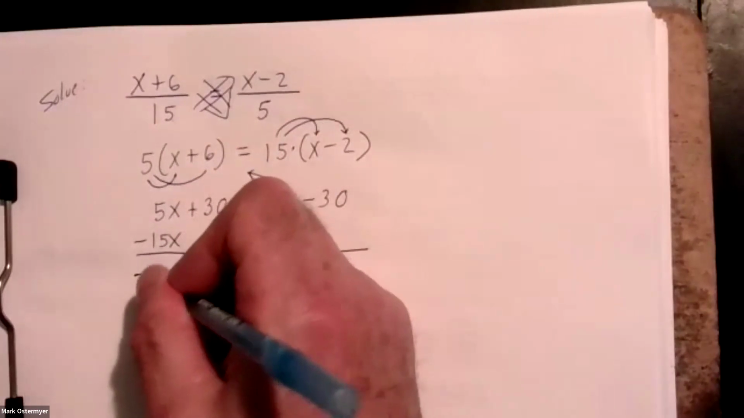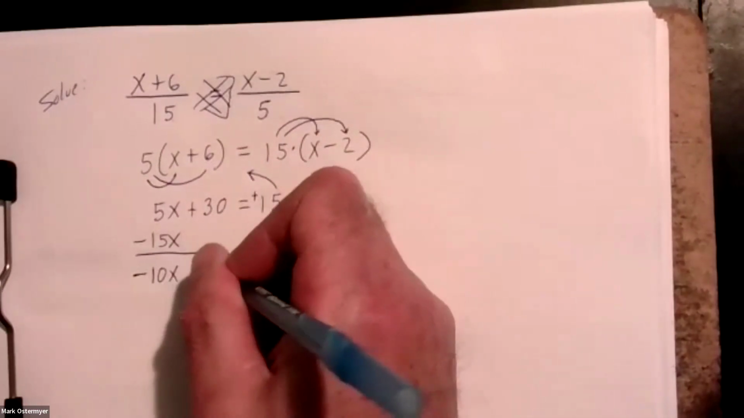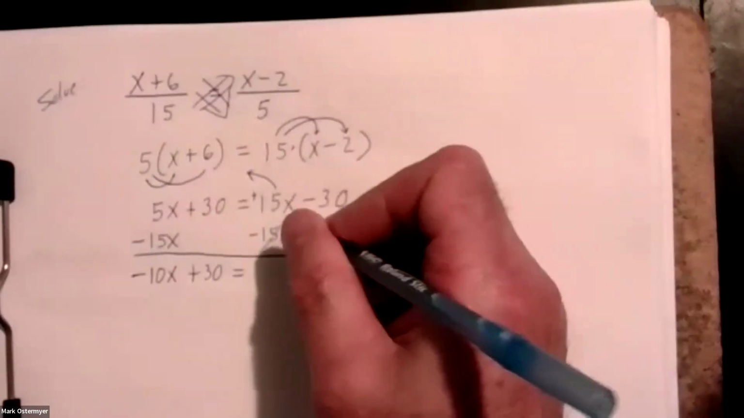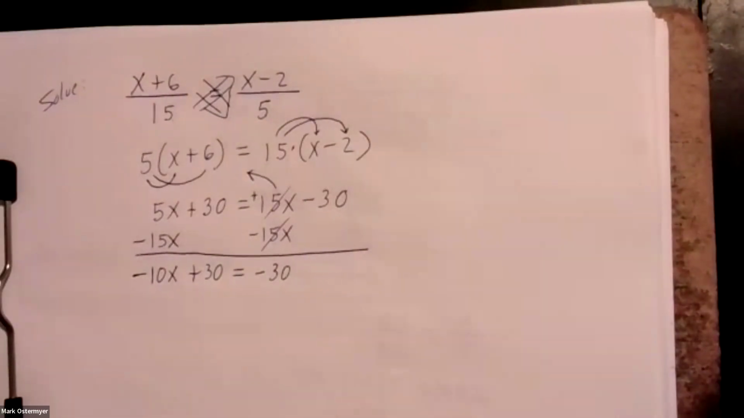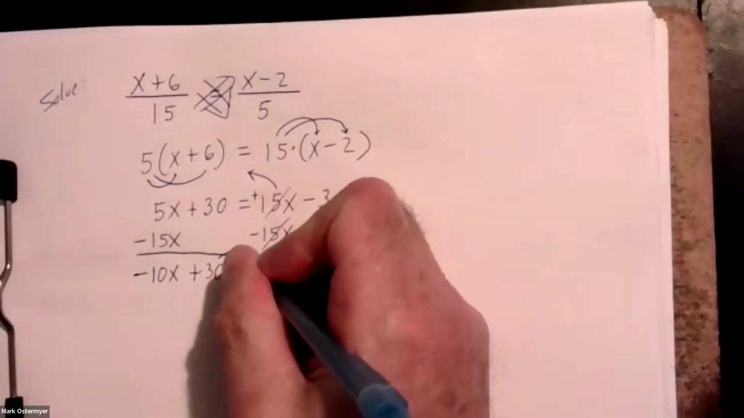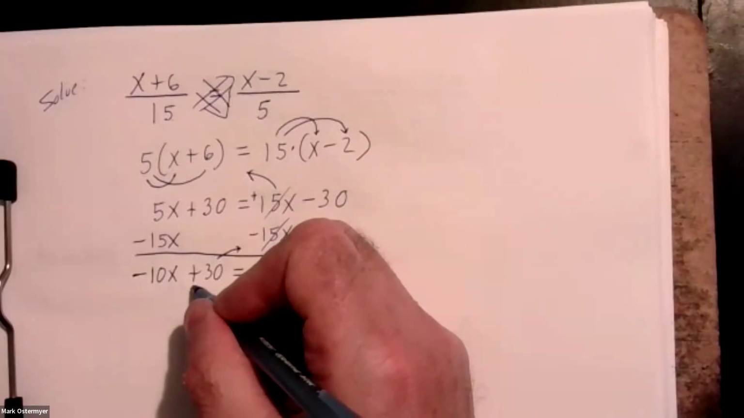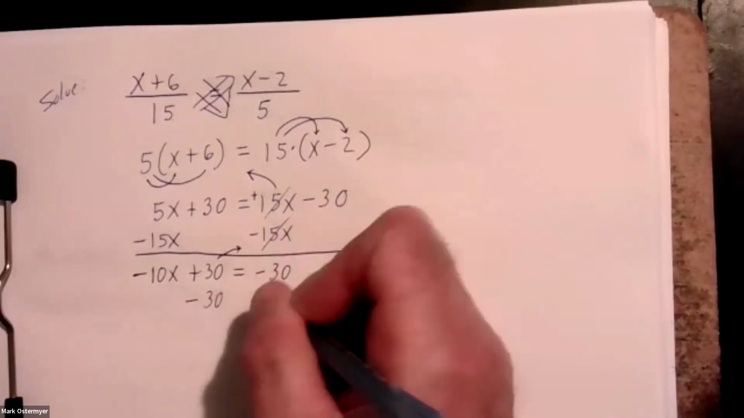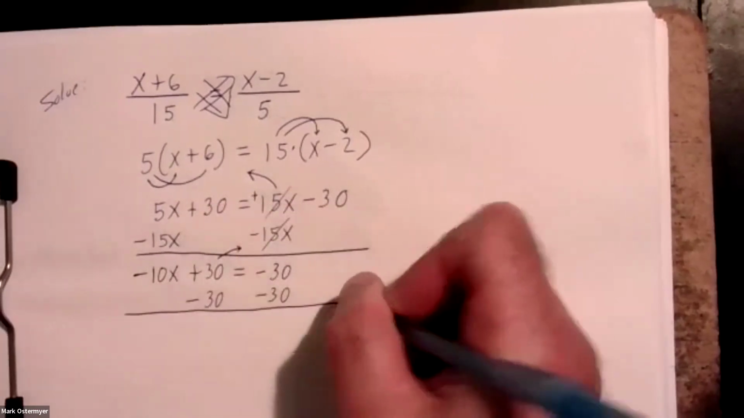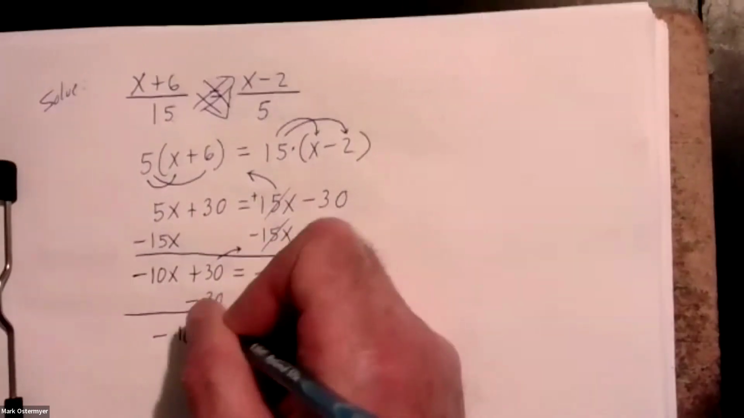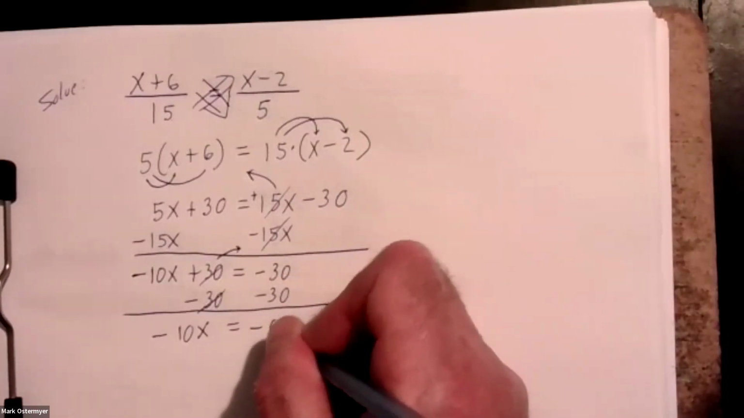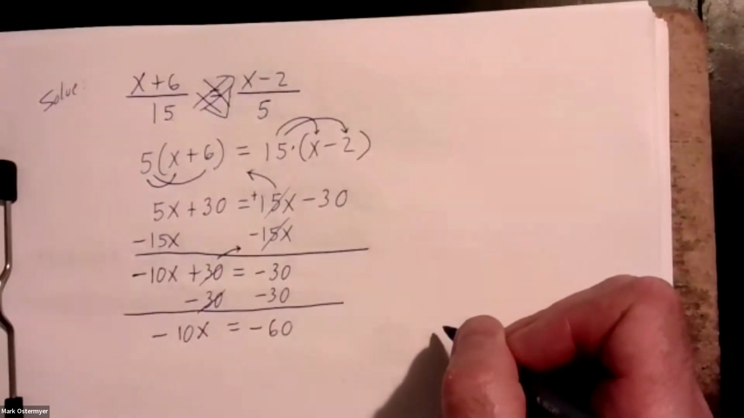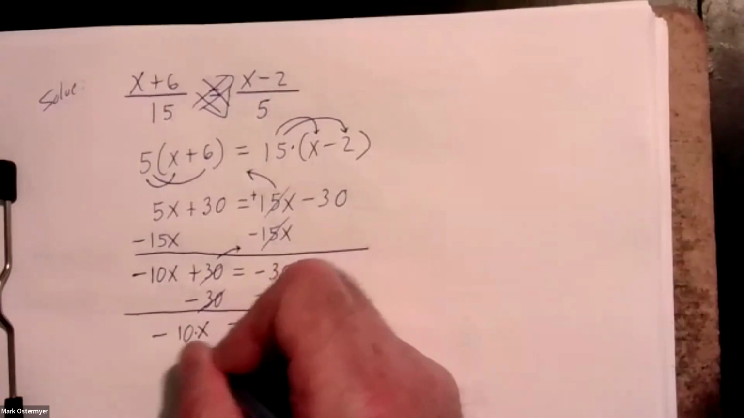5x minus 15x is negative 10x, plus the 30 equals the 15x's drop out on the right side of the equation to 0, leaves you with minus a negative 30. Continuing to separate, now we want to move this 30 over to the right side of the equation. Since it's preceded by a plus, we need to subtract 30 from both sides to do so. Negative 10x. The 30s drop out on the left side of the equation to 0. And the right side, negative 30 minus 30, add up to negative 60. Finally, to get x by itself, we divide both sides of our equation by negative 10.